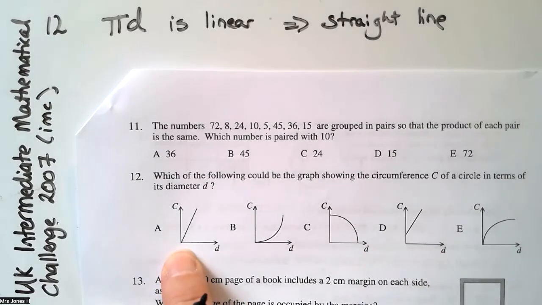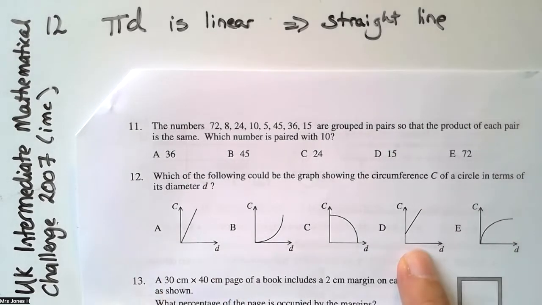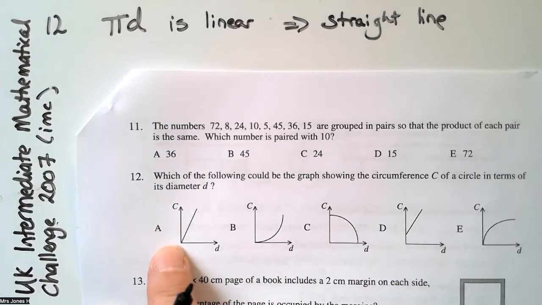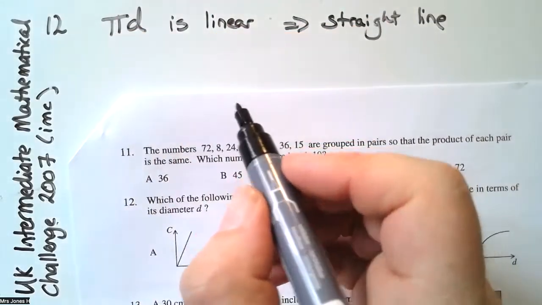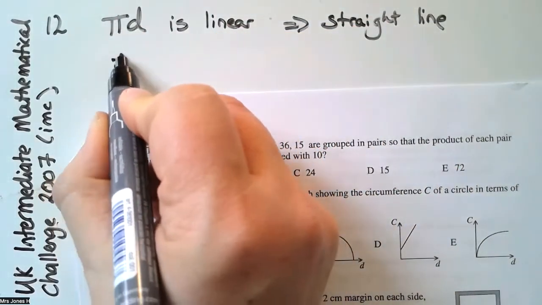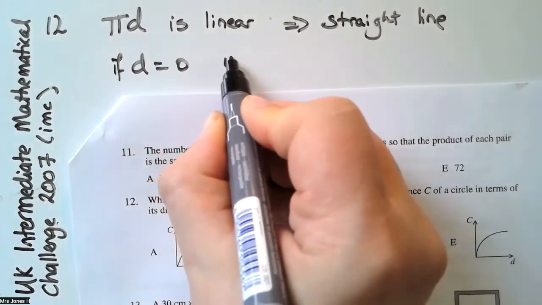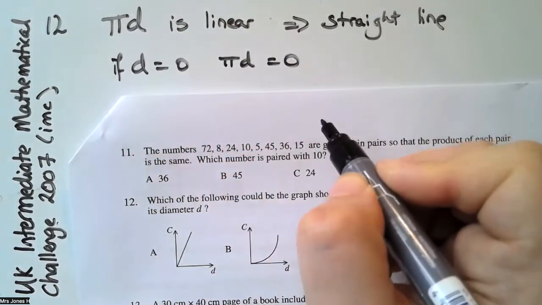One of them goes through 0, 0, and one of them doesn't. So let's find out if, when the circumference is 0, the diameter is going to be 0. Well, yes. If you've got a circle of 0 diameter, the circumference is also going to be 0. So we are looking at this one here. You can think about it as this here. So if diameter is 0, then pi d also equals 0.